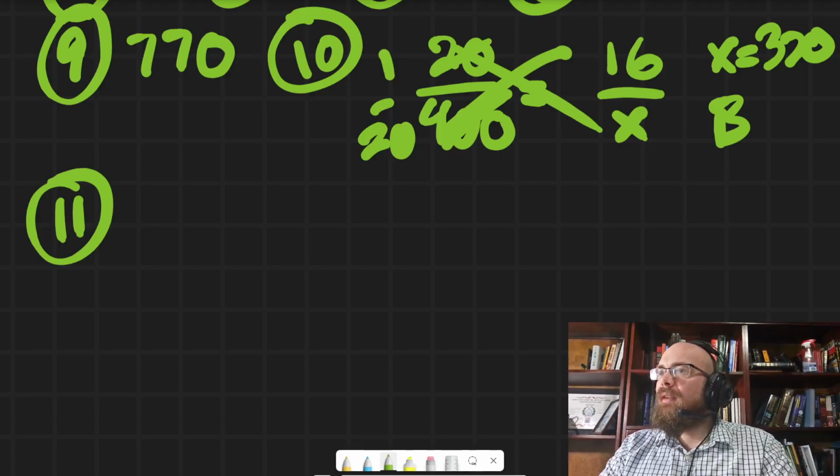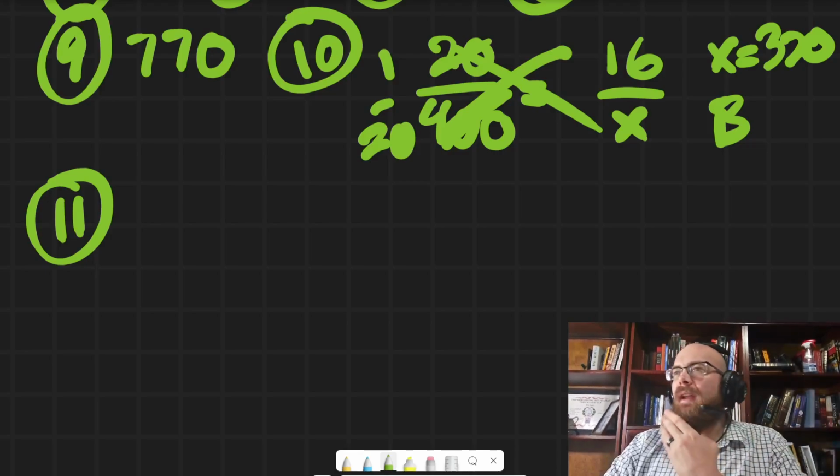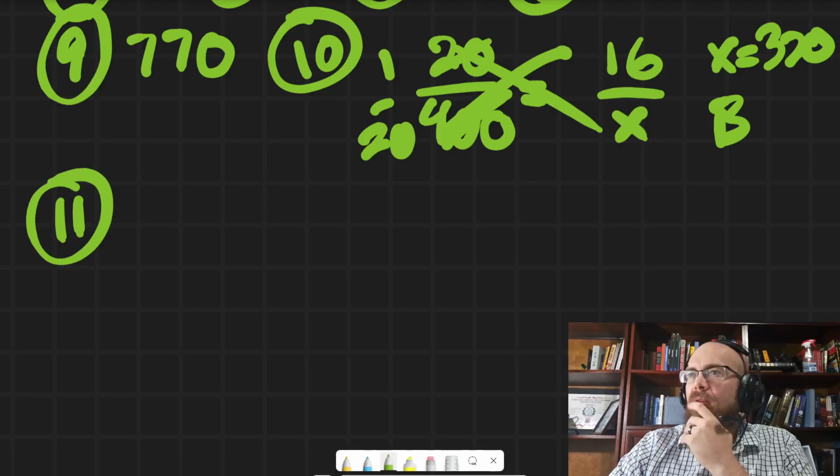What's the value of x minus 7? Well, if you divide everything by 4, you'd get x minus 7. So that would just be negative 24 divided by 4, which would be negative 6. So C.